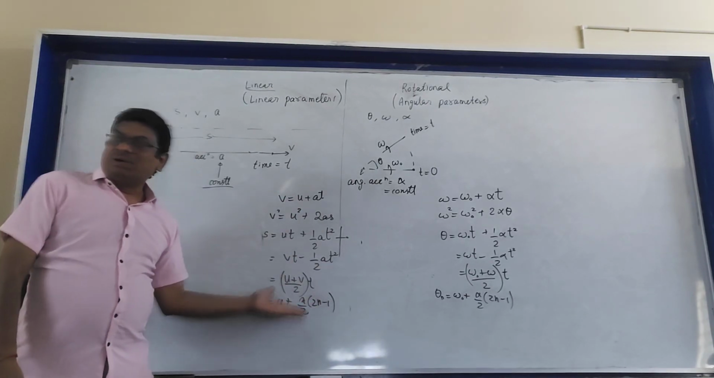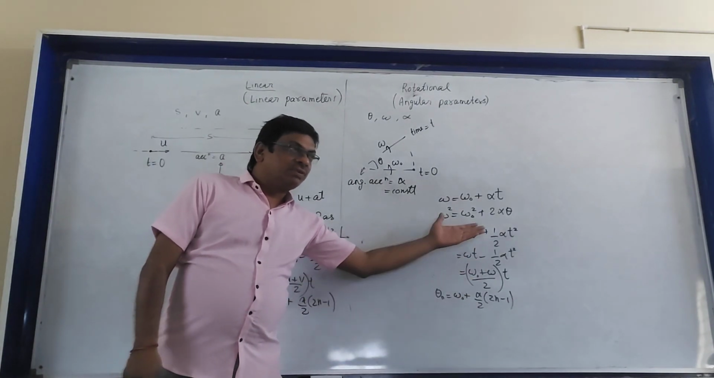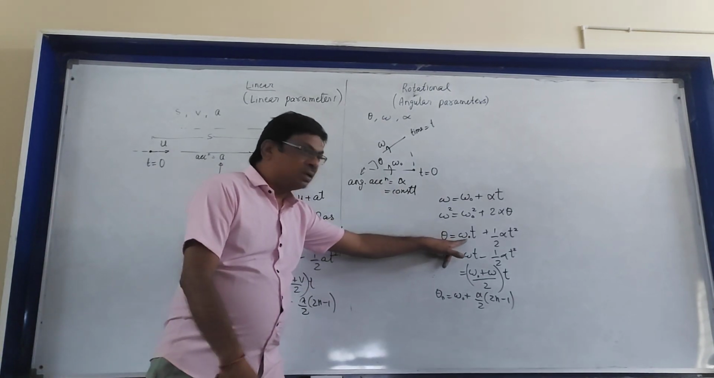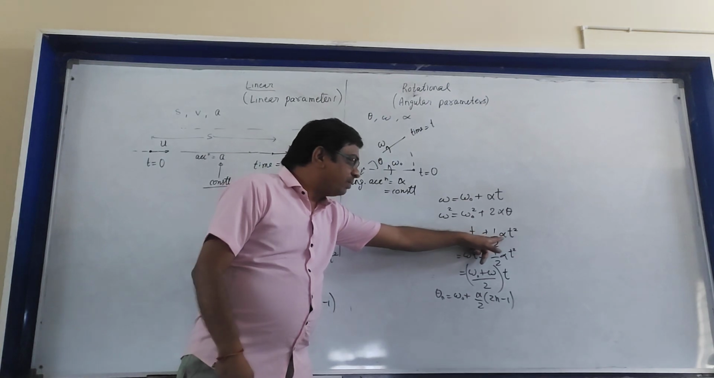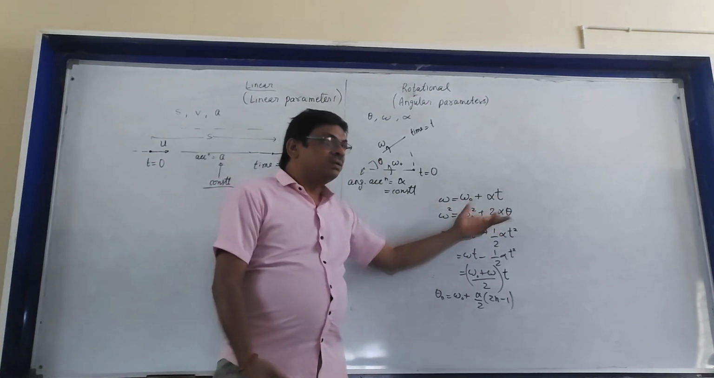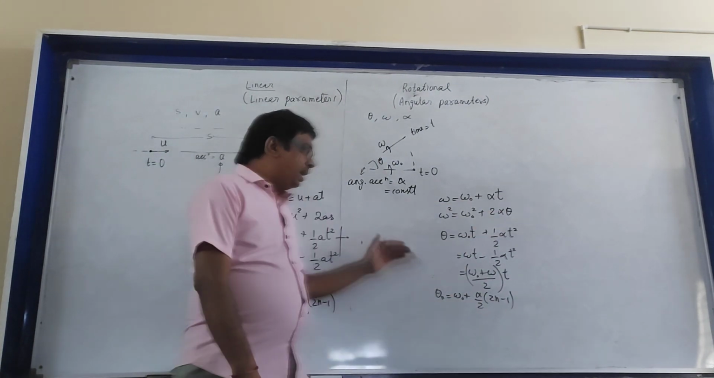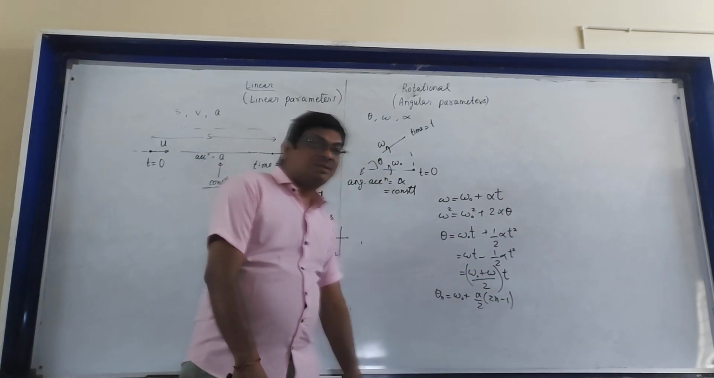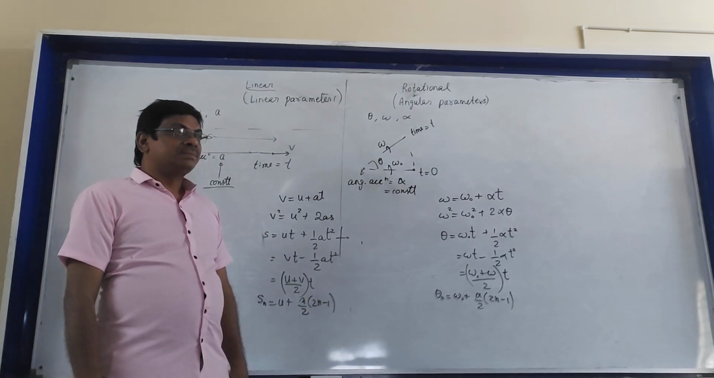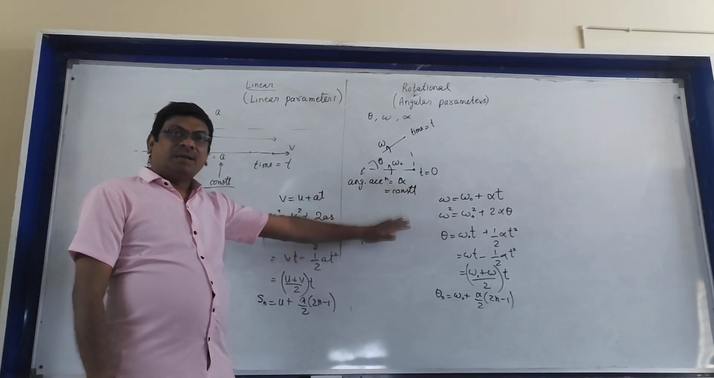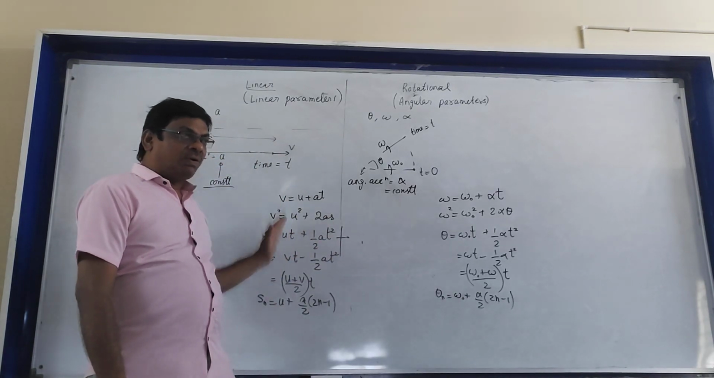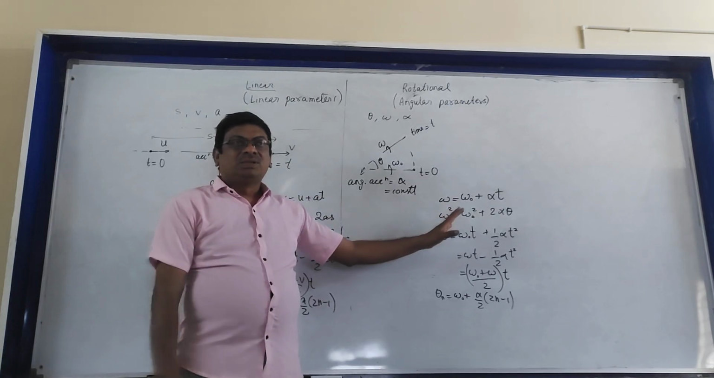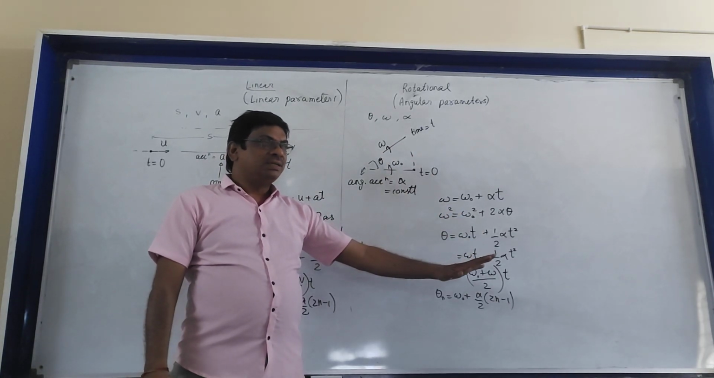Since you are already aware of these equations, it's not very difficult for you to remember them. Just replace u with omega naught, replace a with alpha, replace s with theta. The SI unit of s is meter. The SI unit of theta is radian. Is it okay? I hope the application is similar because you have already studied these equations. You know how to apply them. The same you have to apply in rotational motion. So the concept remains the same. Do you agree?